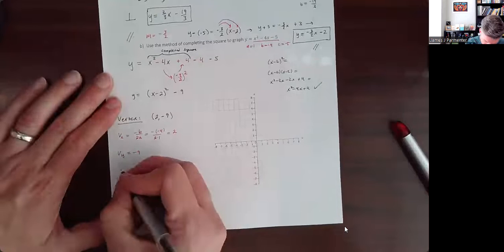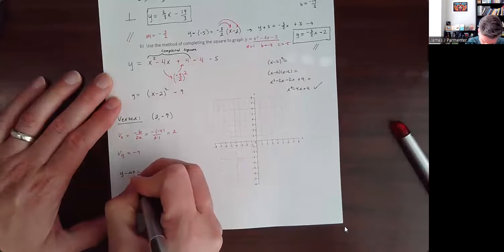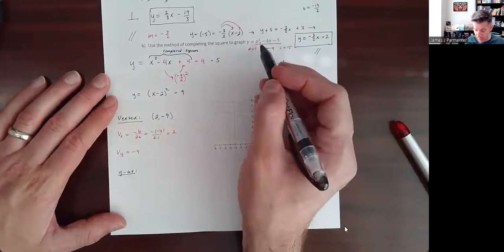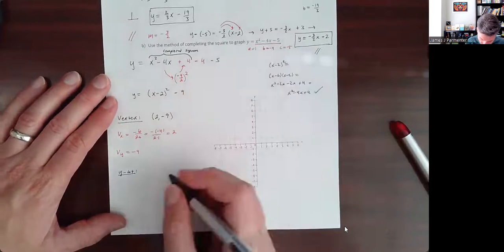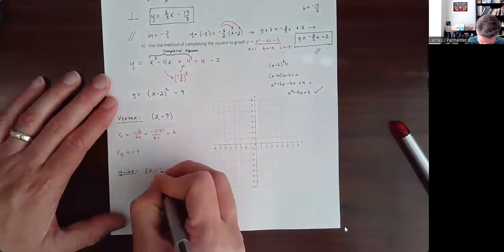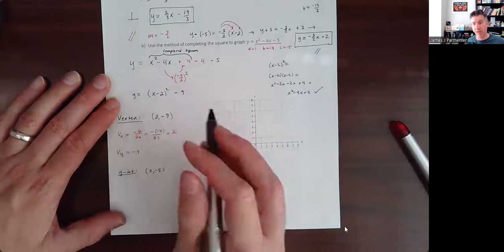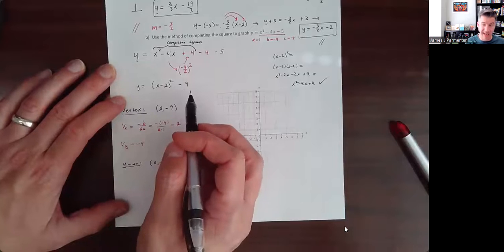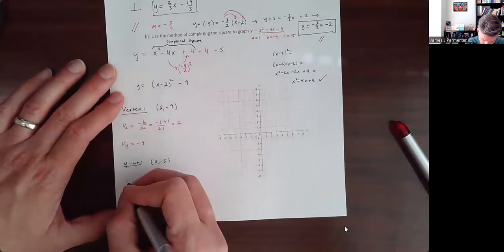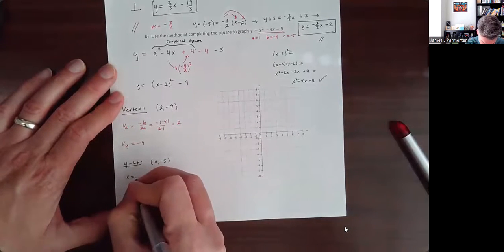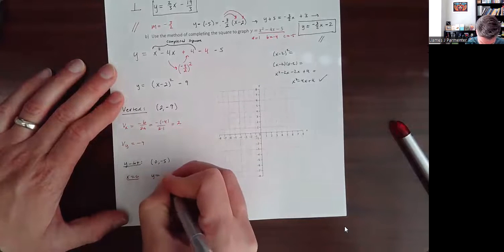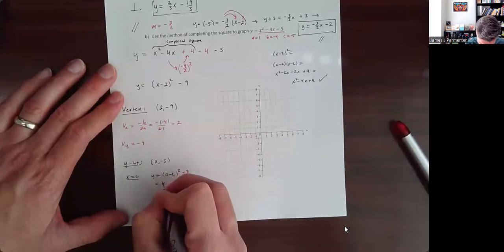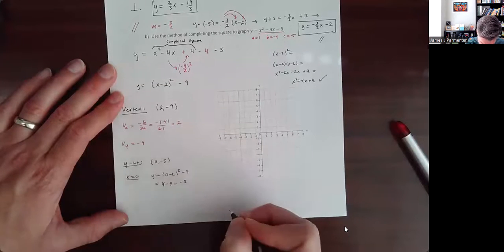And then to find the y-intercept. If you look at the original form, the y-intercept is -5. Plug in 0 for x, you get 0 minus 5. But if you use the completed square form, you have to be a little bit more careful, right? I've seen people use the completed square form and say, oh, the y-intercept is -9. It's not. If x is 0, you get y equal to 0 minus 2 squared minus 9, which is 4 minus 9, which is -5.